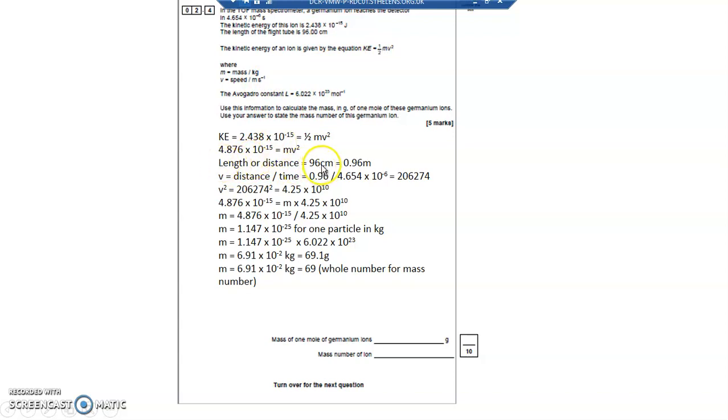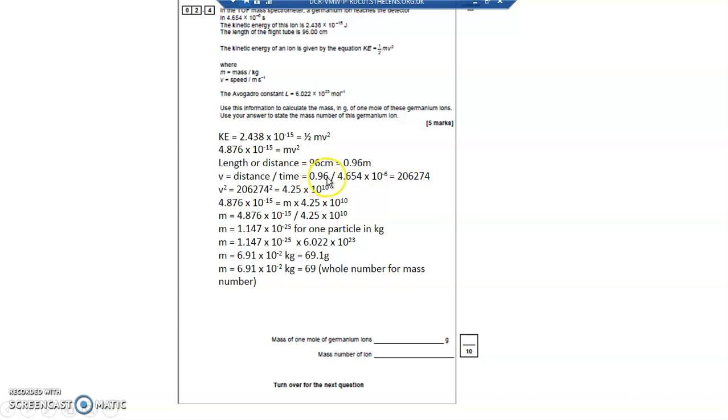Length or distance of the tube is 96 centimeters. So if I divide by 100, I turn centimeters into meters, 0.96 meters. So this tube's got to be in meters. It's very nearly a meter. Now this is something that you need to remember. Velocity is distance over time. Think about the velocity of a car going at 30 miles per hour. Miles is a distance. Hour, time. Per means divide by. Distance divided by time. That's the way to remember that because you're not always given it.